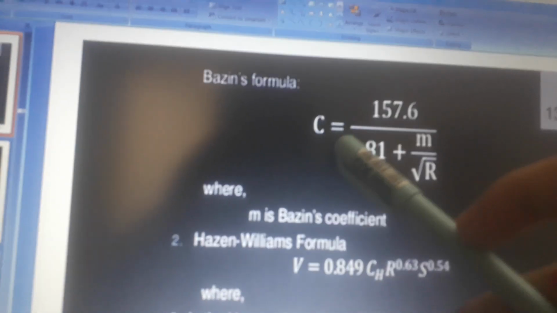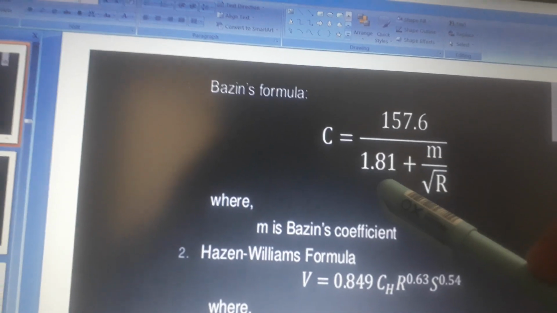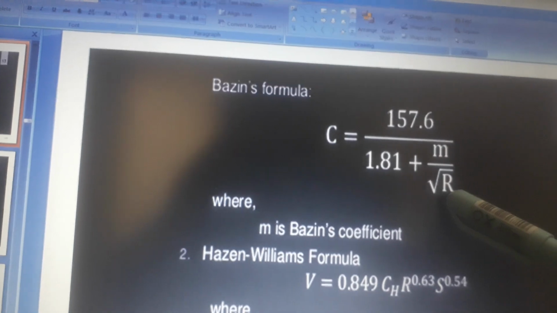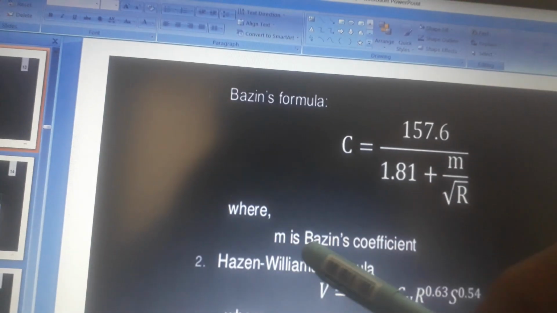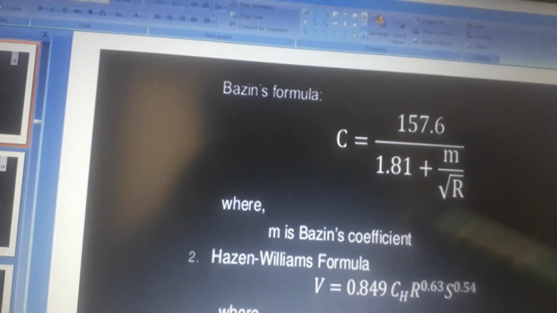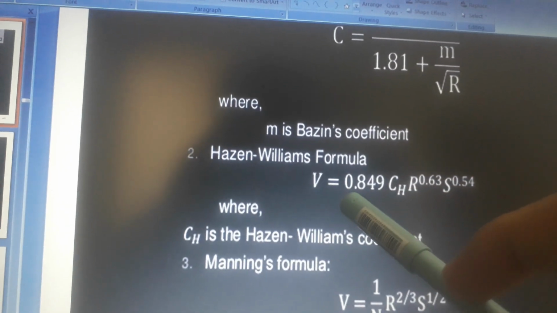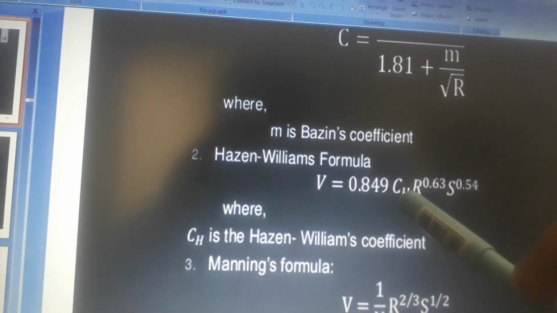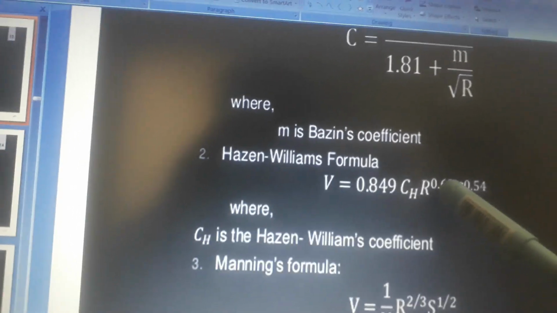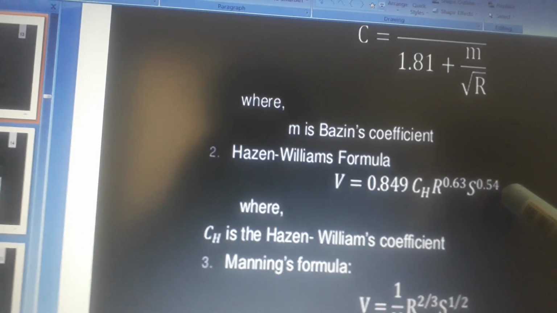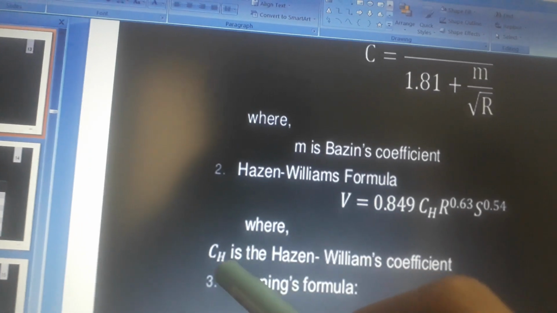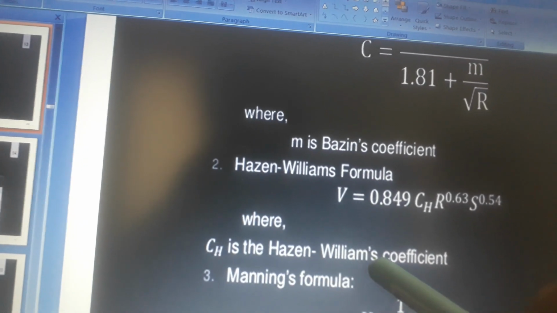Bazin's formula. C is equal to 157.6 over 1.81 plus M under root R, where M is the Bazin's coefficient. Hazen-Williams formula. V is equal to 0.849 C_H R into R raised to 0.63 into S raised to 0.54, where C_H is the Hazen-Williams coefficient.